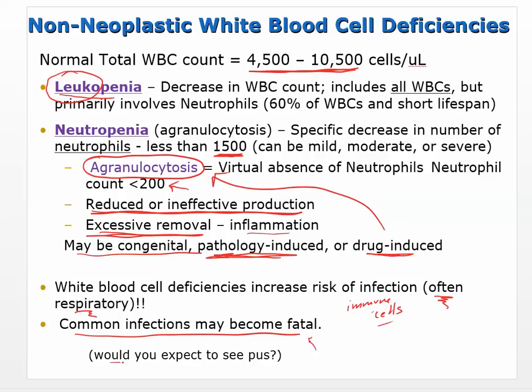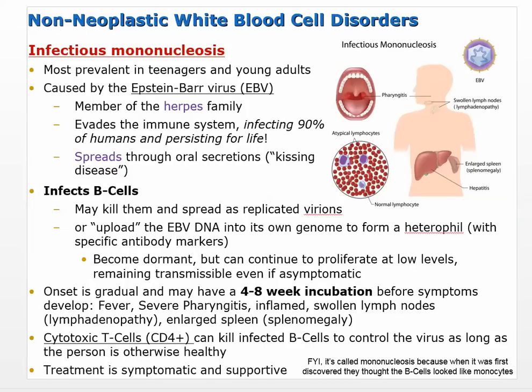Now I have this question down here. Let's say with agranulocytosis, would you expect to see pus? Well, since the main contributor to pus is neutrophils, if you're not making neutrophils, then you could have a small skin cutaneous infection and you would not see that marker. You would not see pus.